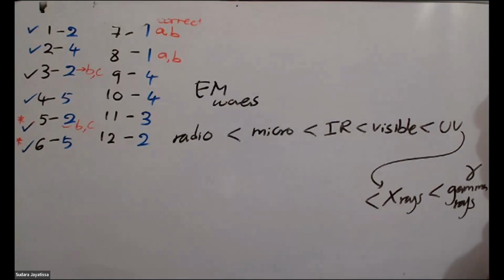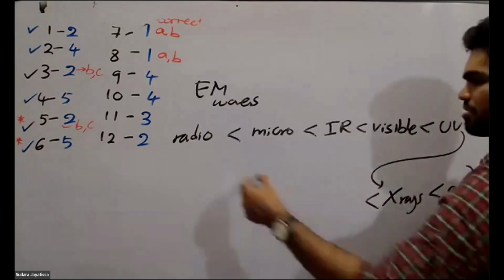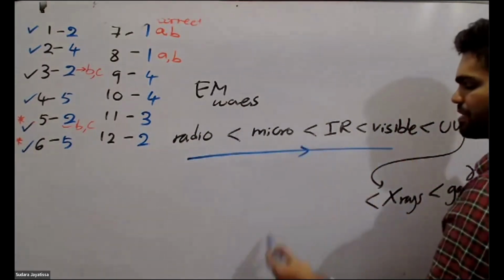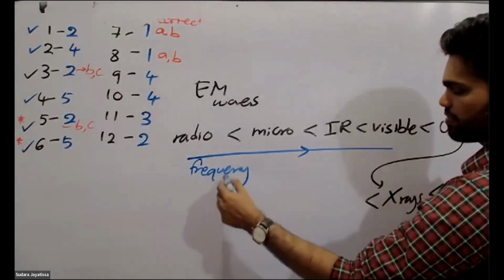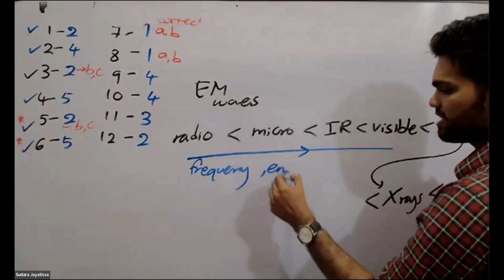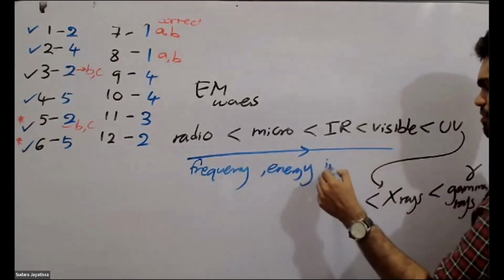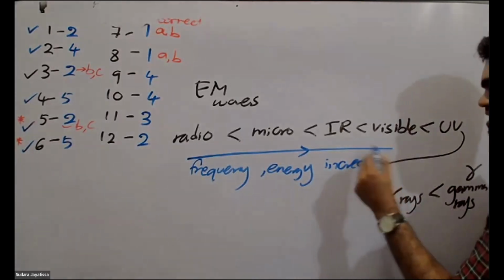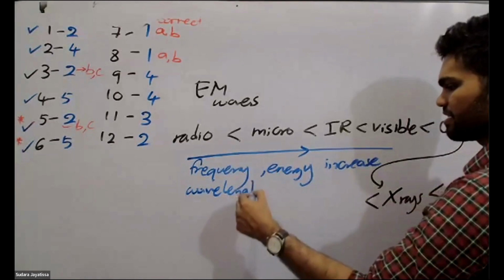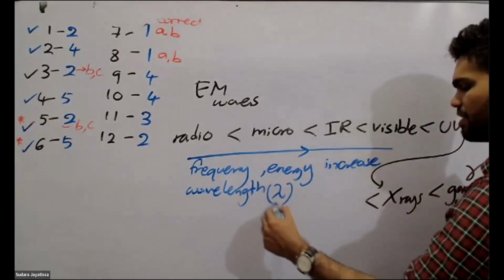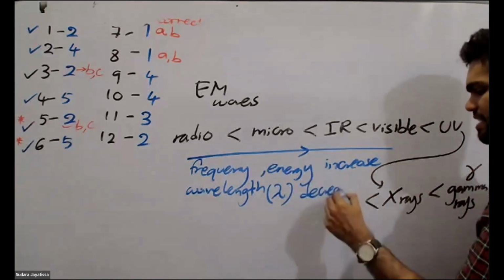Why did I put this greater than sign? Because towards this direction, frequency and energy increase. The wavelength, whose symbol is lambda, decreases in that direction.